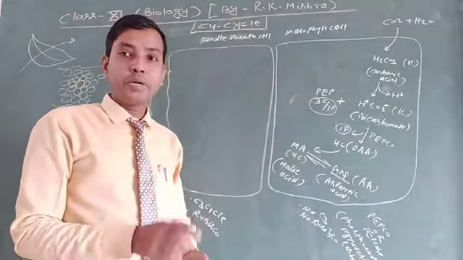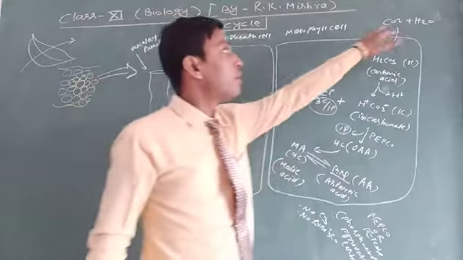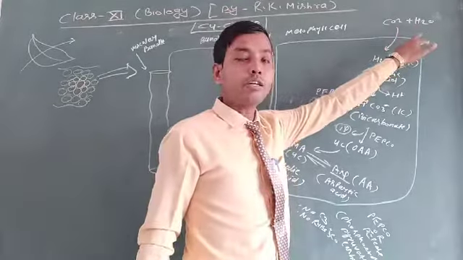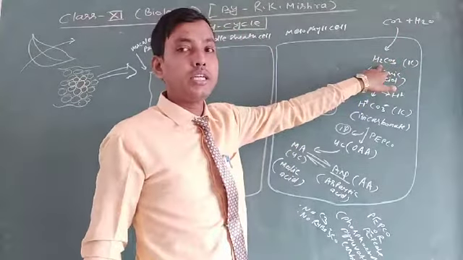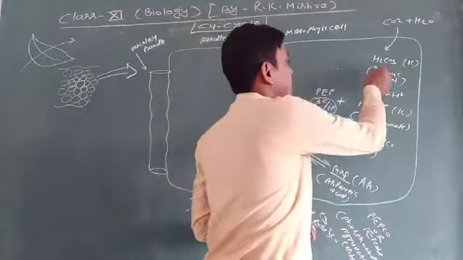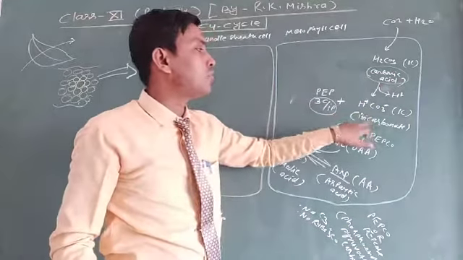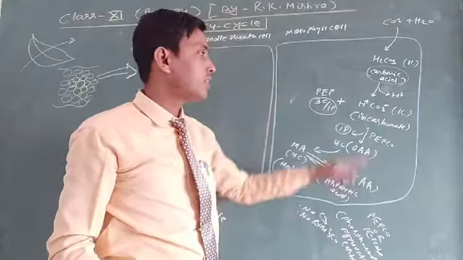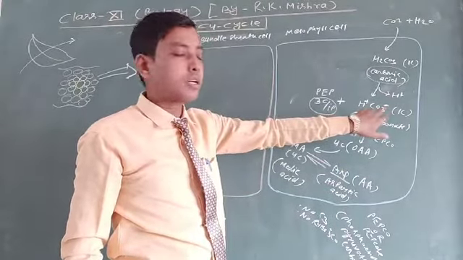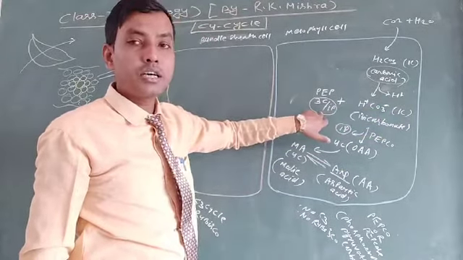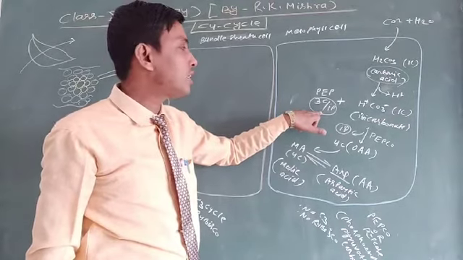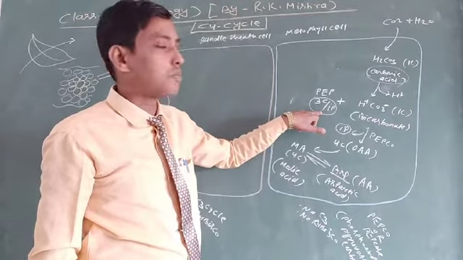So let me repeat the overall cycle. Carbon dioxide and water form H2CO3, which is known as carbonic acid. This carbonic acid releases 1 proton to convert into bicarbonate ion. The bicarbonate ion is a 1 carbon compound. This will react with phosphoenol pyruvate, a 3 carbon compound and 1 phosphorus compound.